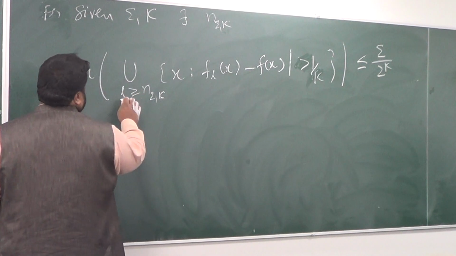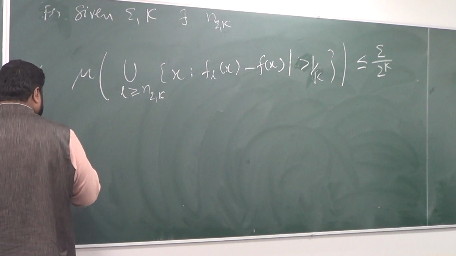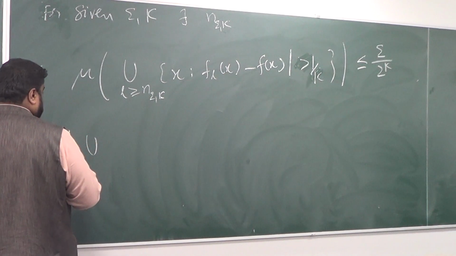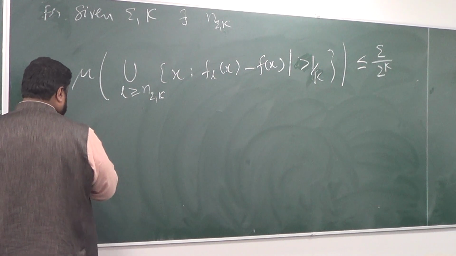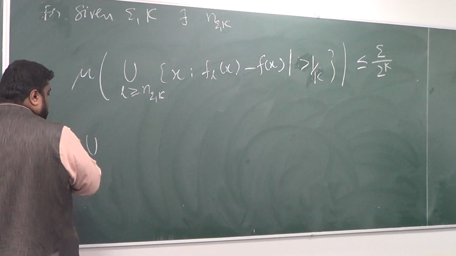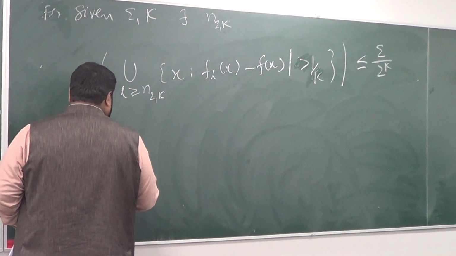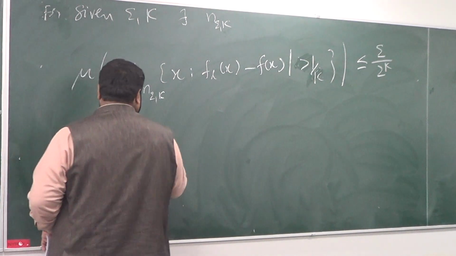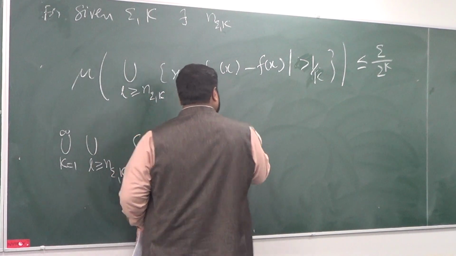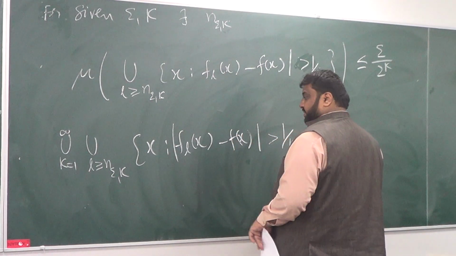Now consider the union of all such sets. For every k from 1 to infinity, k could be anything from 1 to infinity. I can have an epsilon, so L bigger than or equal to n epsilon k, such that the set of x where f_L of x minus f of x is bigger than 1 over k.